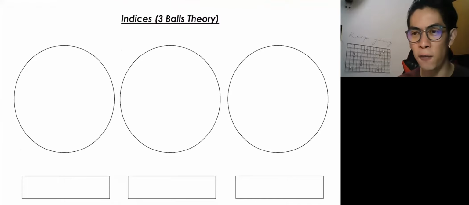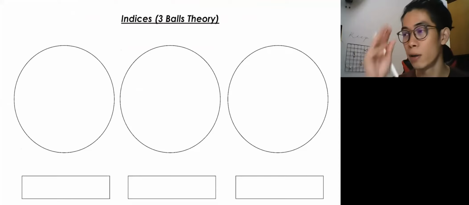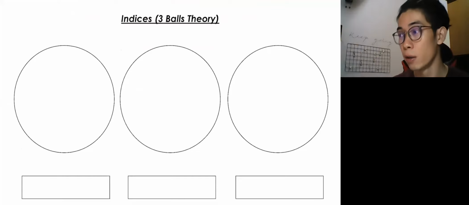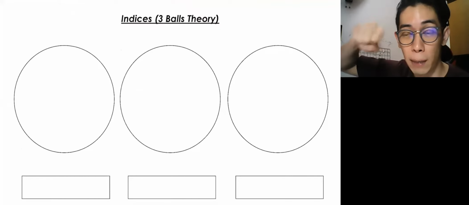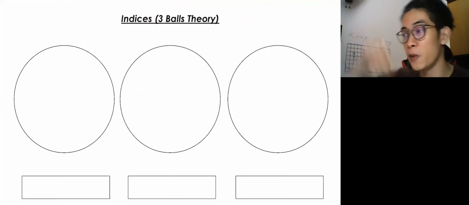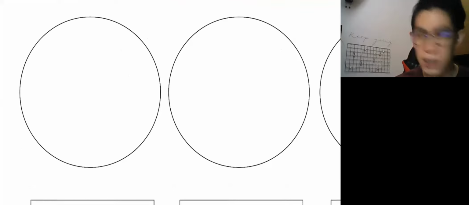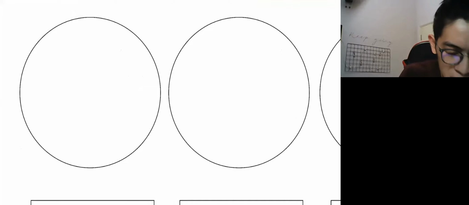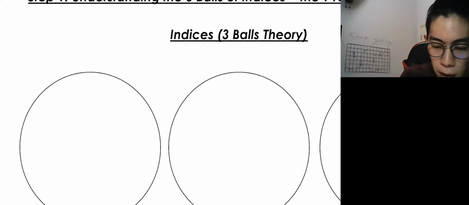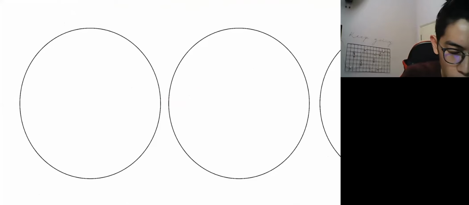So everyone, for the first ball, if you don't have the book, take a piece of paper and draw the 3 balls. The ball is about this big, roughly my fist size. Okay guys, now start. So for the first ball, there is a total of 4 rules that I'm going to share with you, everyone. So first rule, number 1.